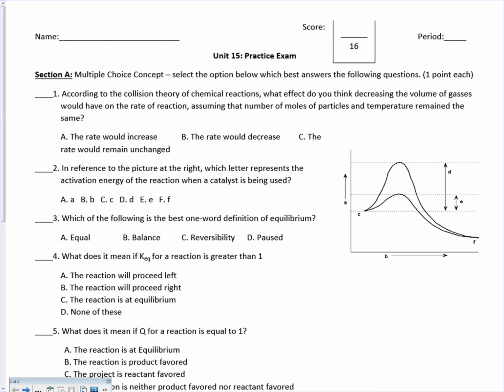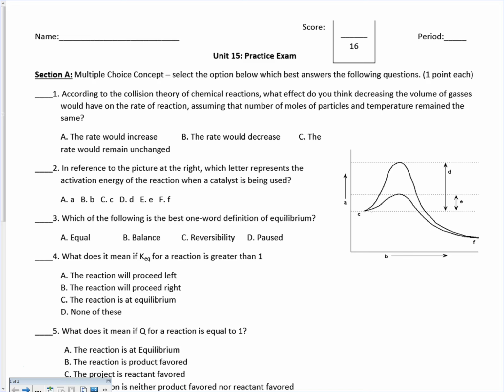The first one says, according to the collision theory of chemical reactions, what effect do you think decreasing the volume of gases would have on the rate of the reaction, assuming that the number of moles of particles and the temperature remain the same? So this requires that you know the collision theory of chemical reactions, which says that in order for a chemical reaction to happen, a collision has to occur between the particles of the reactants in the chemical equation. Then they reach this transition state. In order to reach that transition state, the collision needs to have enough energy.